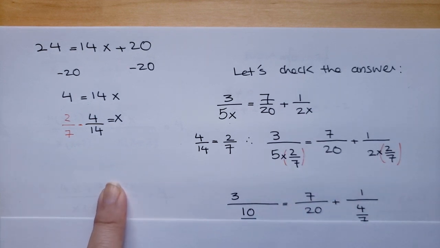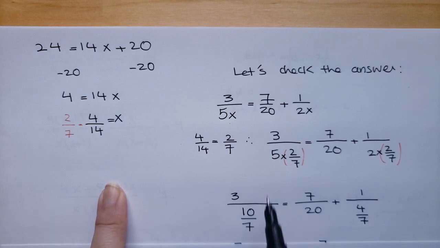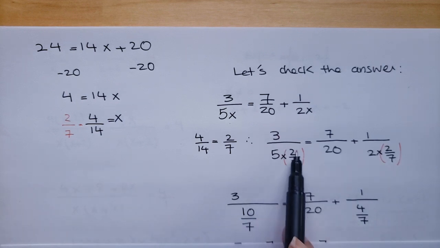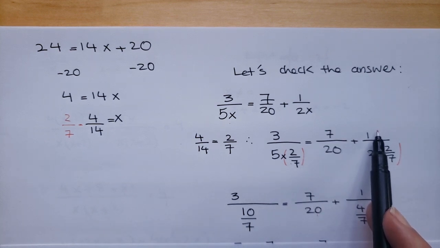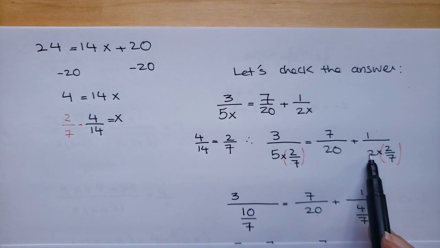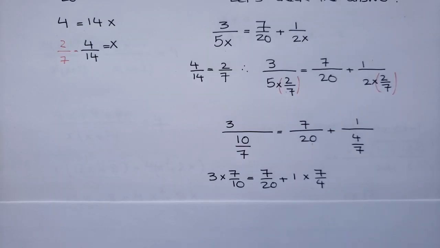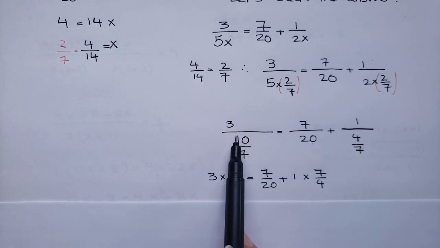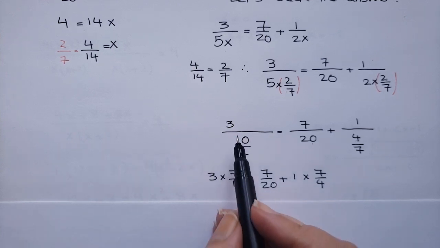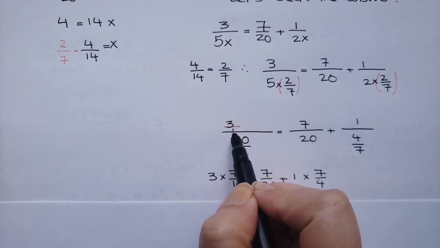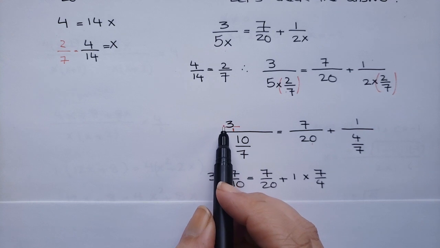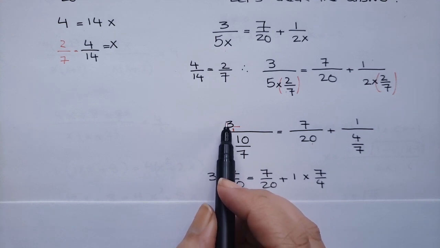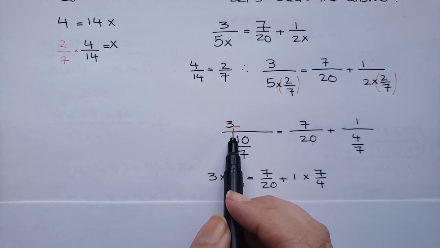Okay, so here, let's simplify. This one would be 3 over 10 over 7, 7 over 20. And here would be 1 divided by 4 over 7. Okay, to continue, here I have 2 fractions actually divided, right? Because 3, if you remember, any constant can be considered as a fraction with the denominator 1.